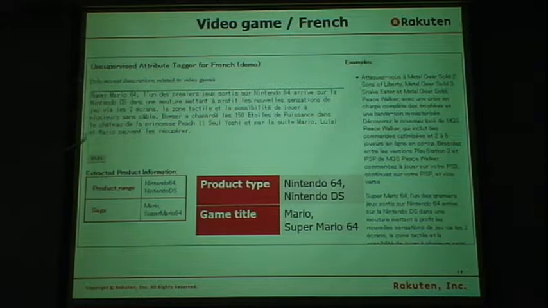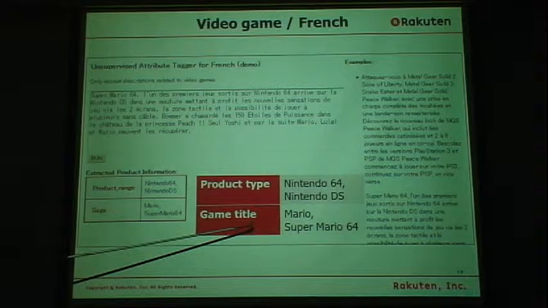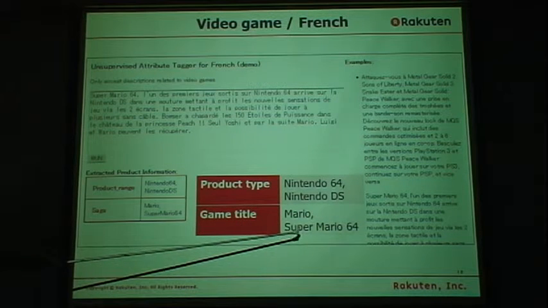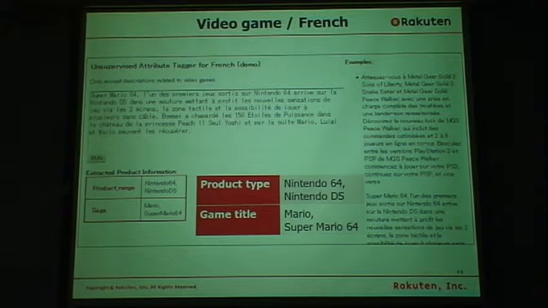This is a sentence related to Super Mario 64. The output data is: product type is Nintendo 64, Nintendo DS, and game title is Mario, which is maybe wrong, but Super Mario 64 is the correct game title. So this data is automatically extracted from this sentence.